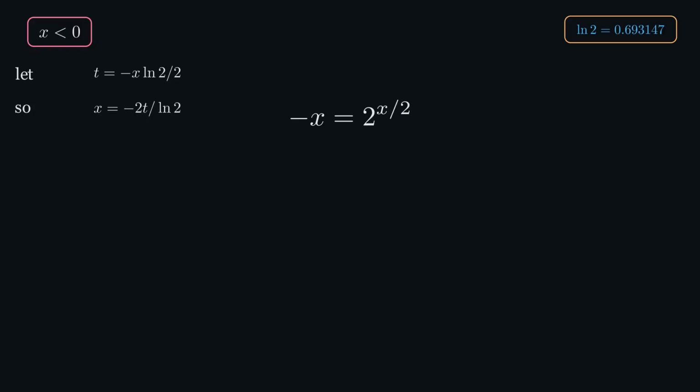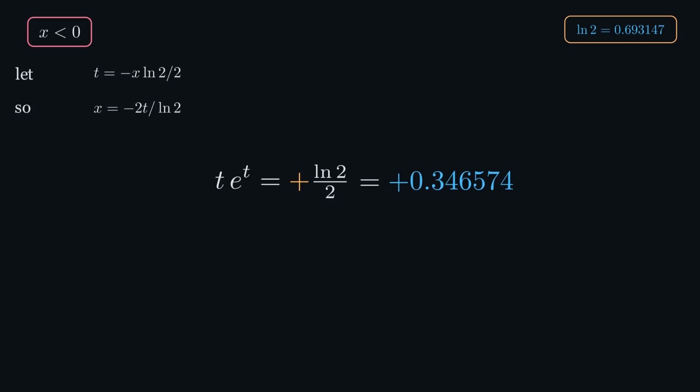Case 2. x negative. Absolute value of x is -x. So, -x equals 2 to the x over 2. Same herding, same substitution. t equals -x natural log 2 over 2, and this time the minus sign flips the target. t times e to the t equals positive natural log 2 over 2. Positive 0.346574. Positive target, so exactly one solution.